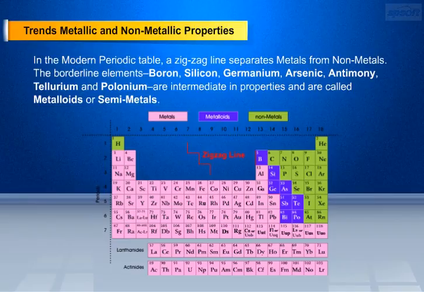In the modern periodic table, a zigzag line separates metals from non-metals. The borderline elements, boron, silicon, germanium, arsenic, antimony, tellurium, and polonium, are intermediate in properties, and are called metalloids or semi-metals. In the image of the periodic table shown on your screen, the elements touching the zigzag line are metalloids.